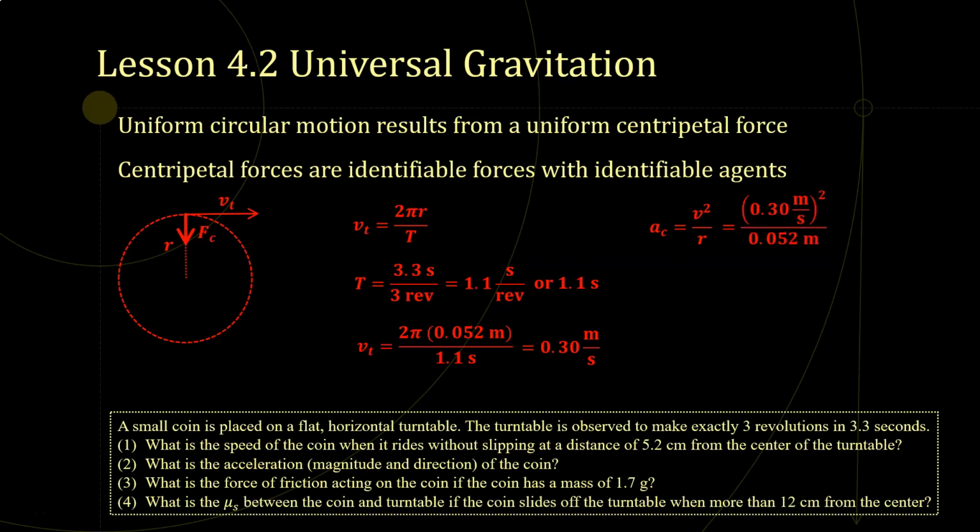I know the velocity is 0.30 meters per second. I just solved for that. I'm going to square that and divide by the radius again. And that's going to give me a centripetal acceleration of 1.7 meters per second squared. All right, I've solved part 2.